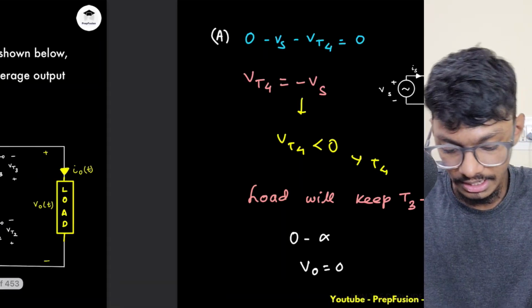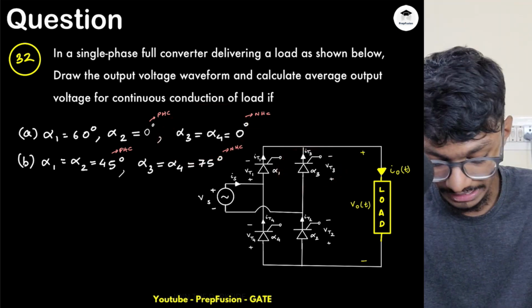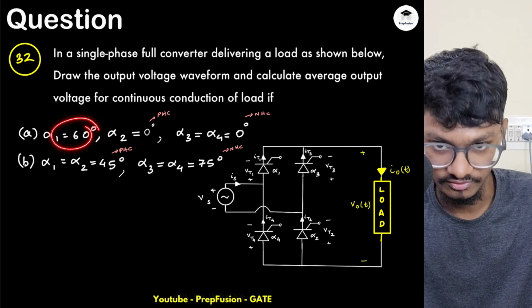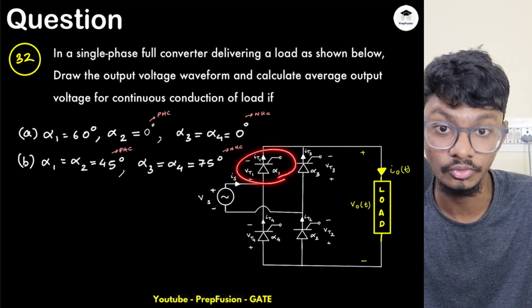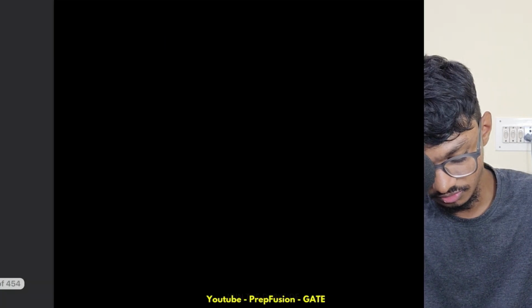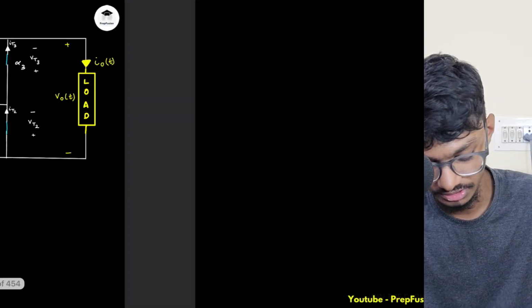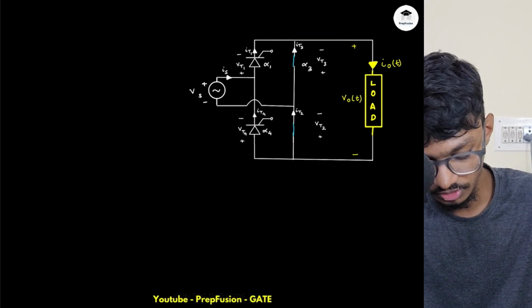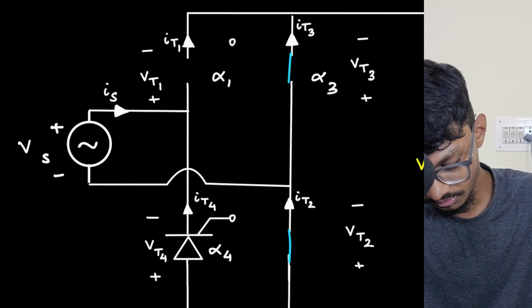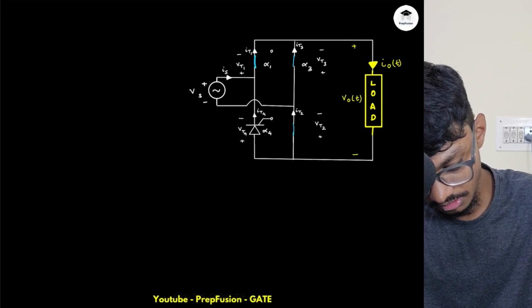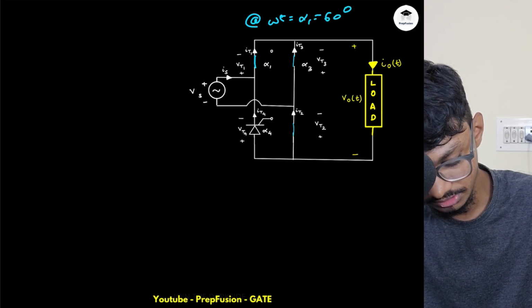Now what is happening at alpha? At alpha 1, this T1 is triggered. As soon as this T1 is triggered, it will turn on, because it was in the forward blocking mode. As it turns on, SCR T3 will be naturally commutated. Due to the potential, you can measure the voltage drop and you will find T3 voltage to be negative. So at omega t equals alpha 1, that is 60 degrees, T1 is triggered.